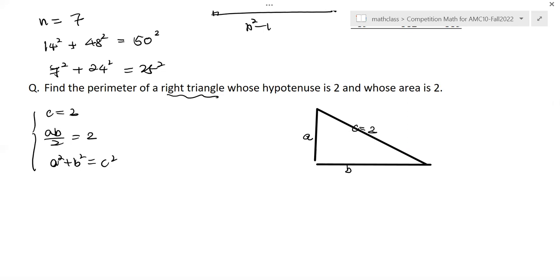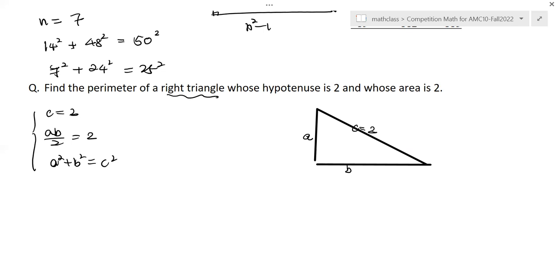So we have to use this hidden identity. So now you have three equations and three unknowns. So basically you can solve for them. I think you can determine the value of C.